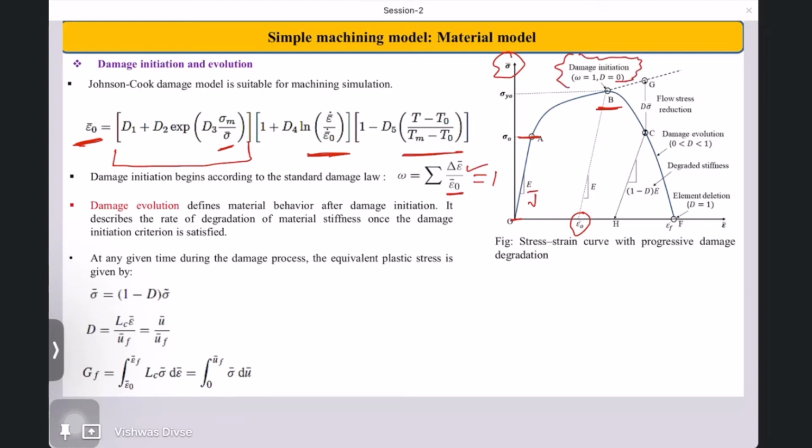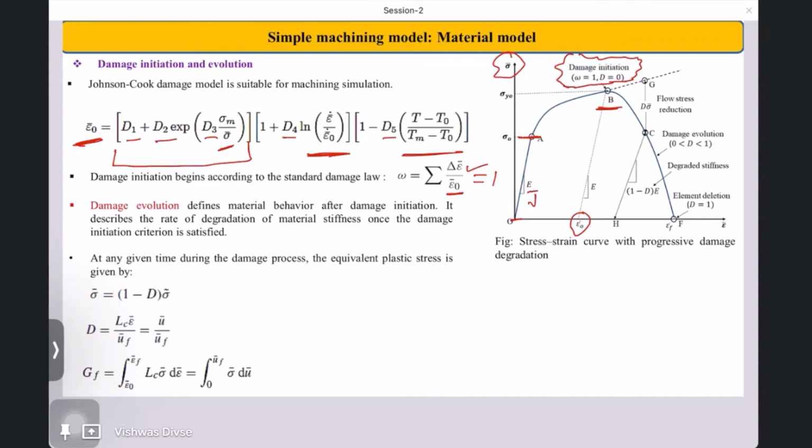Because your strain is continuously increasing. Once this strain is equal to the strain at damage initiation, that is calculated using all these parameters D1, D2, D3, D4, D5. These are called damage initiation parameters. For a given material, these are available in literature. That is called the Johnson-Cook damage parameters. So once this omega becomes 1, your damage initiation will happen. Okay, we call it damage is initiated.